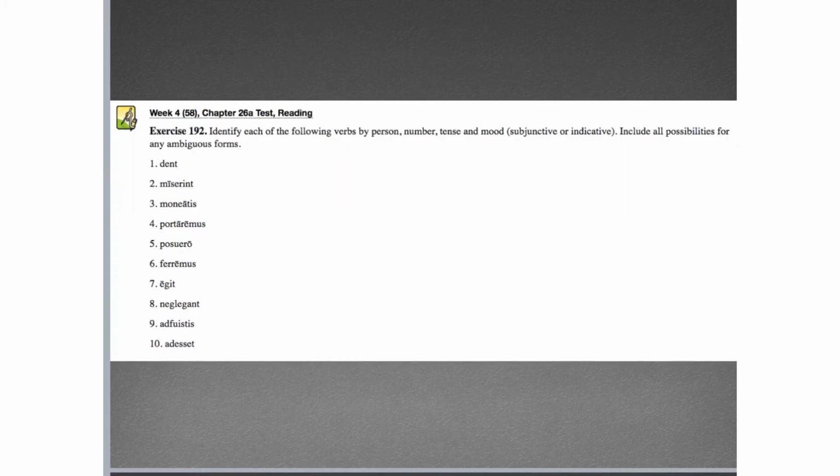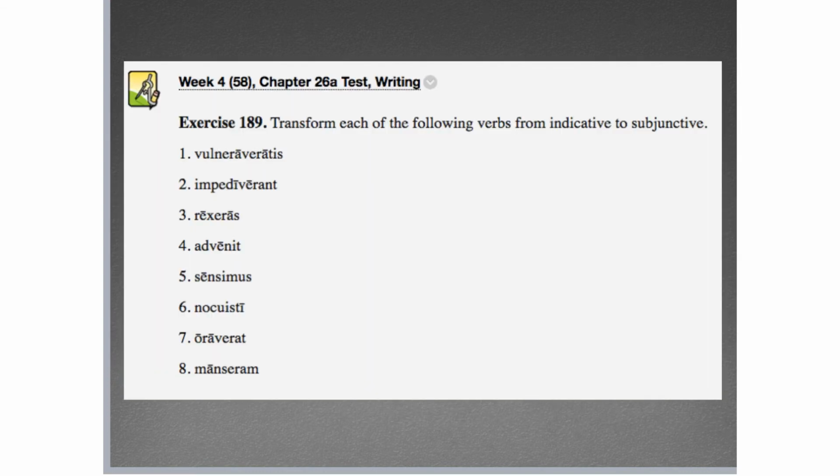All right, let's look at this week's summatives. So here you're just identifying the verbs by person, number, tense, and mood, and make sure to include all possibilities. Now, these are going to be all tenses. So, for instance, miserent is going to be a somewhat less familiar tense than, say, dent or portaremus. And for the writing, you're going to change these from indicative to subjunctive. So whatever they are, keep the tense the same, keep everything the same, just shift them from indicative to subjunctive.